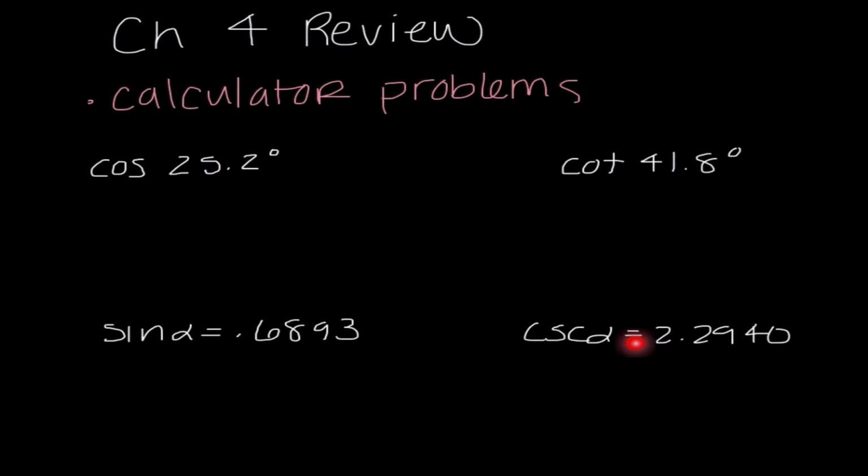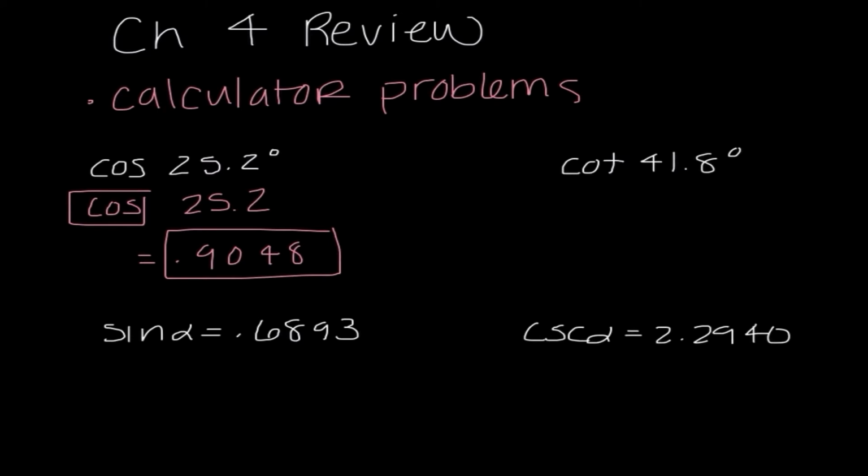Now, this first problem we're looking at right here, this is a problem where we have the angle, we are trying to find the ratio, and cosine is a button we have on our calculator. So I'm going to press cosine and then type in 25.2 and I get 0.9048. And whenever I have cosine, sine, or tan of an angle, this is exactly how I would go about doing it.